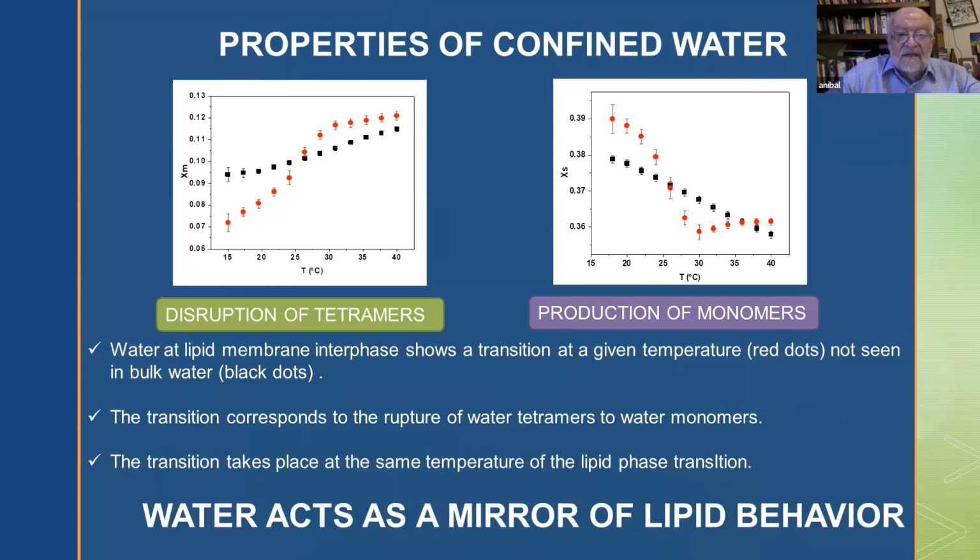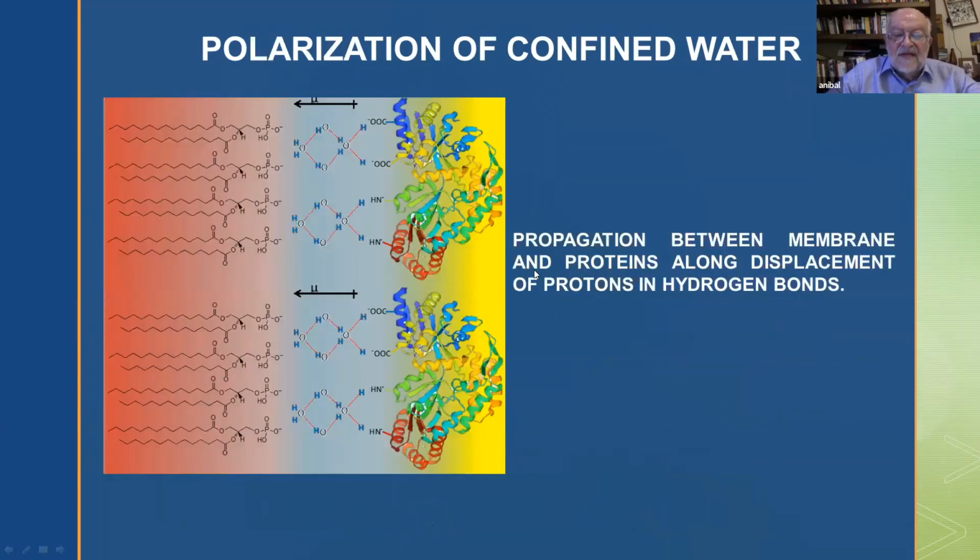Another property that we can follow in this type of study, in coincidence with what we have talked about before, that there are very few water layers between the surfaces of membranes and proteins, is that a propagation between membrane and proteins is possible along the displacement of protons in the hydrogen bonds. And this displacement can explain the very important changes in polarization of confined water between membrane and proteins, and could be one of the reasons why metabolic events or changes in proteins in the cytosol can be coordinated with membrane events and vice versa.